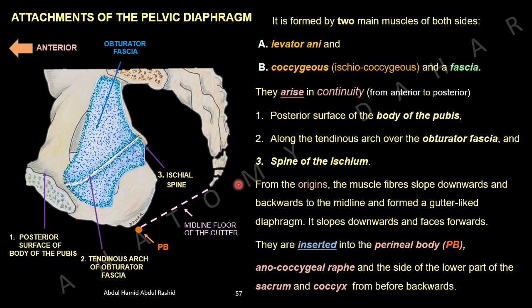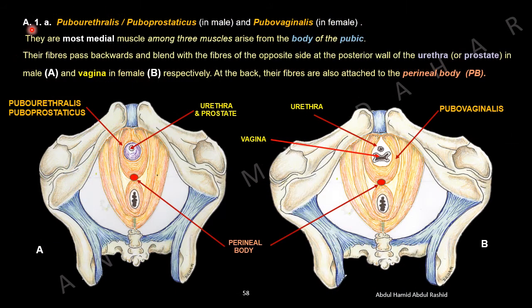From the origins, the muscle fibers slope downwards and backwards to the midline and form a funnel-like diaphragm. It slopes downwards and faces forwards. They are inserted into the perineal body, anococcygeal raphe, and the side of the lower part of the sacrum and coccyx from before backwards. Puborectalis or puboprostaticus in male and pubovaginalis in female.